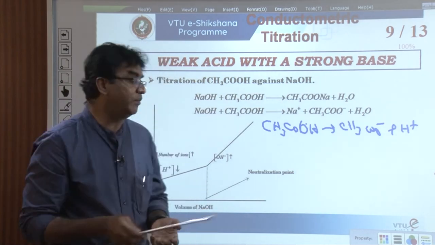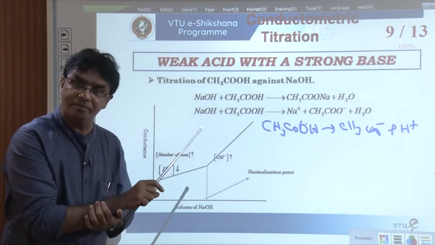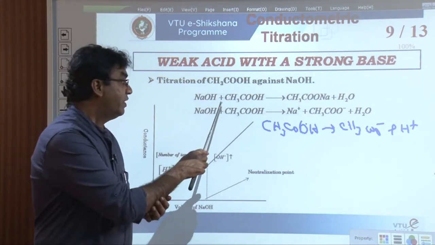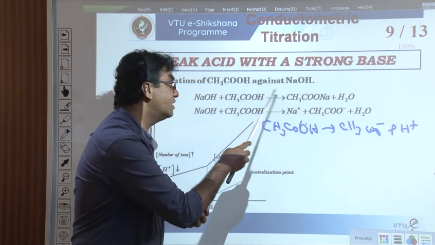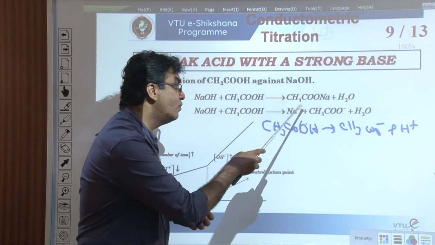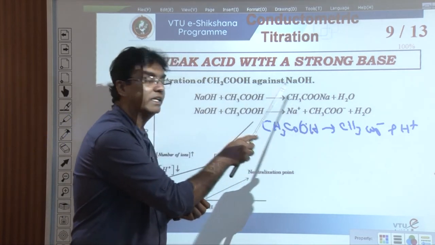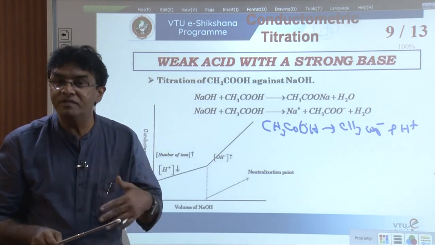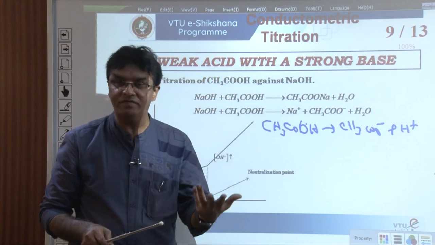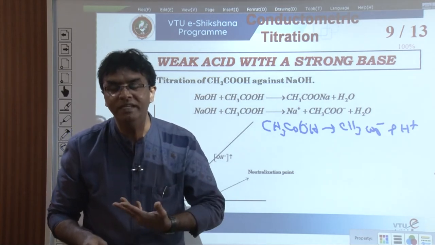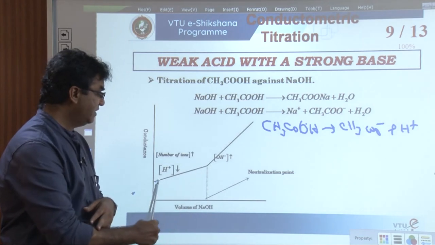So, what happens when you keep on adding sodium hydroxide into acetic acid taken in the beaker? More and more sodium acetate is formed. And sodium acetate is stronger than acetic acid, therefore it dissociates more and more, forming more sodium ions and acetate ions. When more and more ions are formed, naturally, conductivity gradually increases. That's the reason you're observing a graph like this.